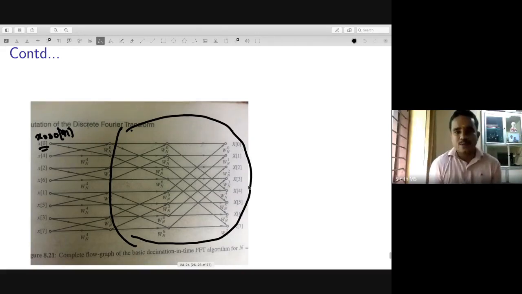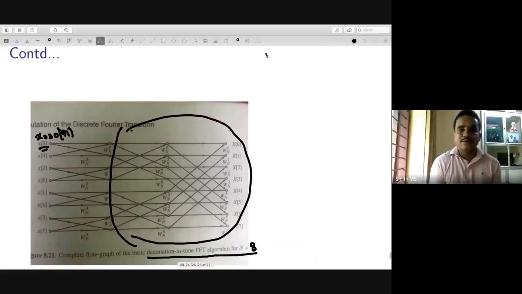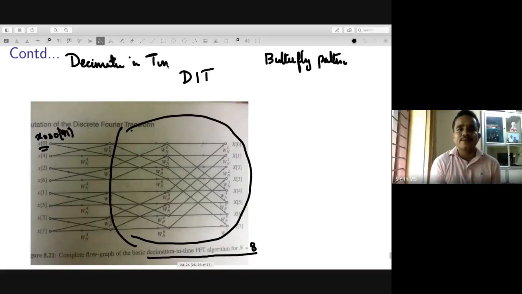capital X0, X1, X2, X3, X4, X5, X6, X7, and this is called the decimation in time FFT algorithm for N equal to 8. This is also called the butterfly representation, as it has an interesting pattern, so it is also called the butterfly pattern. This is basically decimation in time, DIT. Similar to this, we have the decimation in frequency FFT algorithm, which we'll see in the next class.